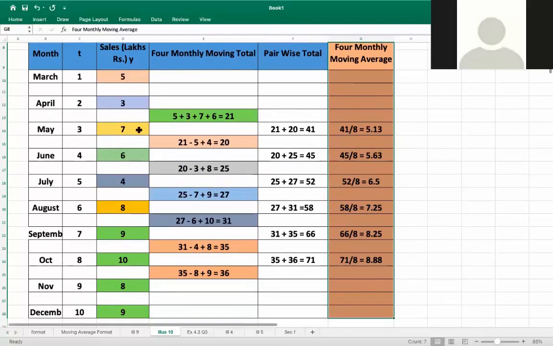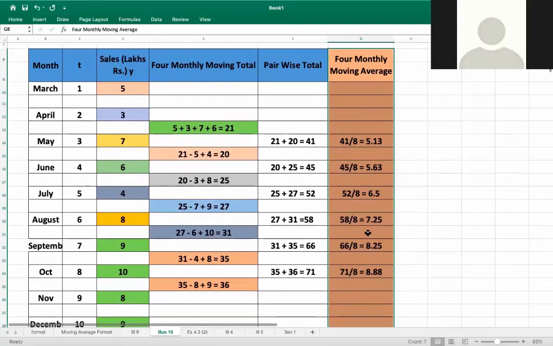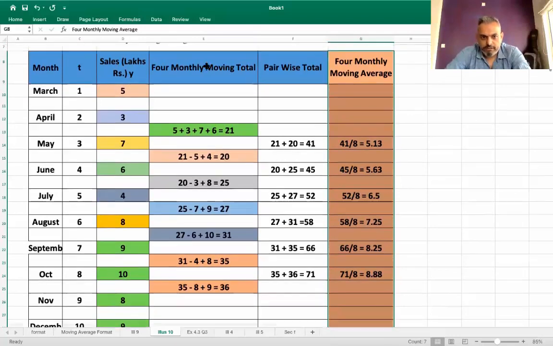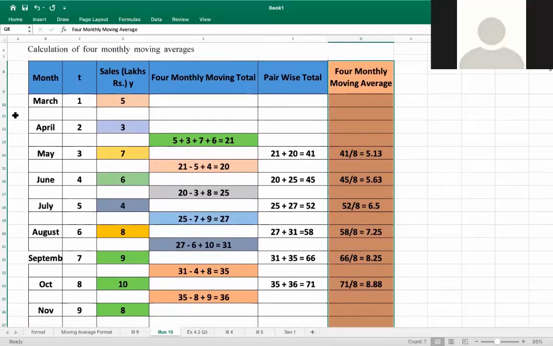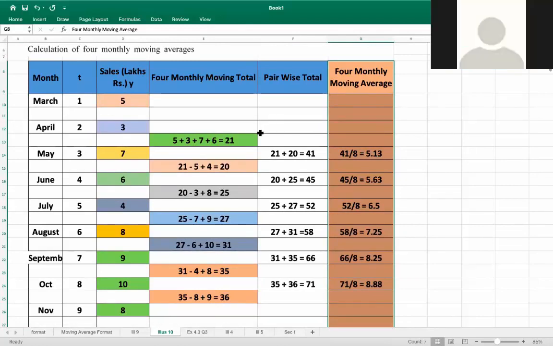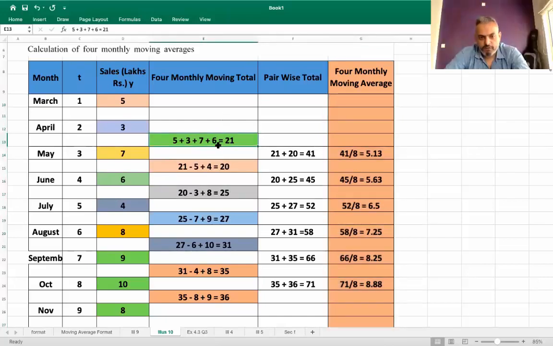Sir, why did we do this pairwise total? I didn't understand. The reason is that we want a 4 monthly moving total. If there had been no break here, it was 1 2 3 4, then where would you have placed it in the middle? So first you take this 4, then the next 4, and then you get this and this over here.